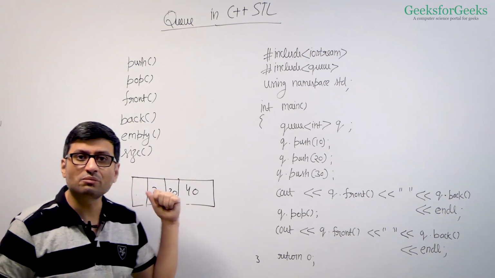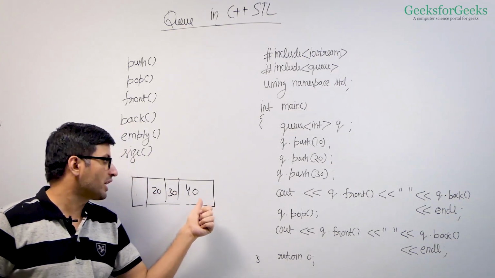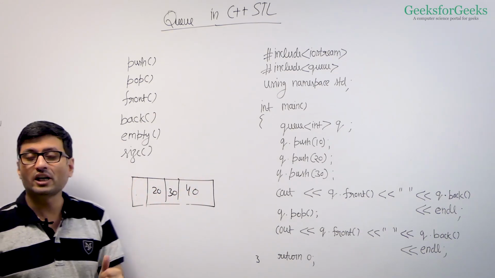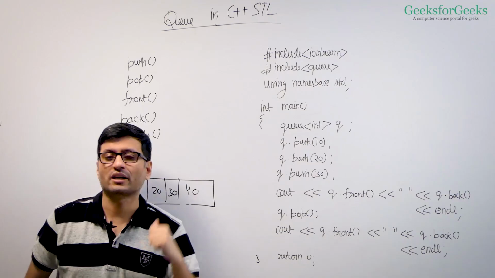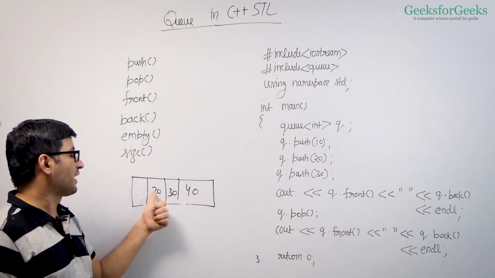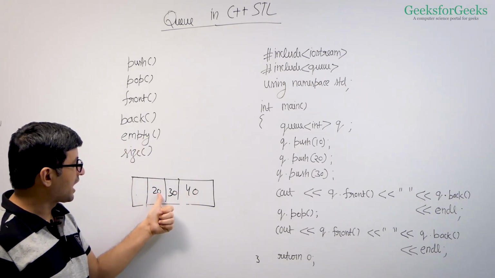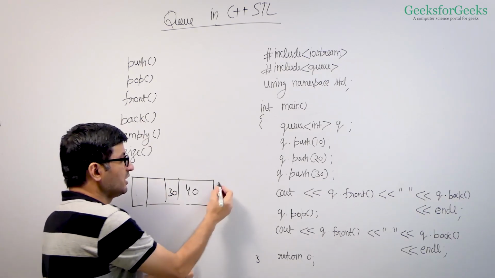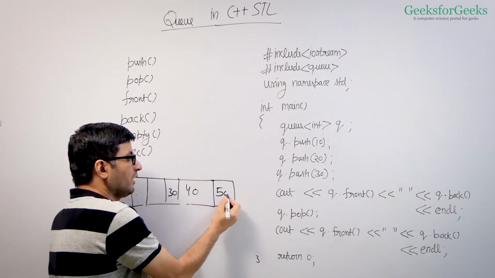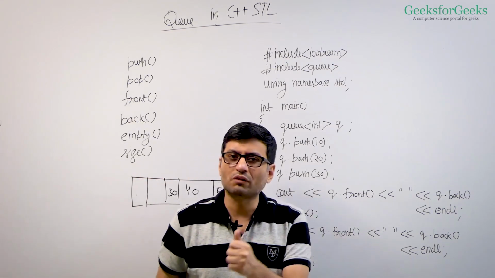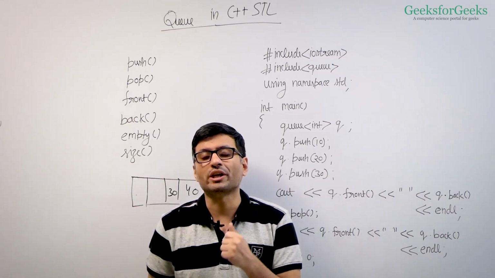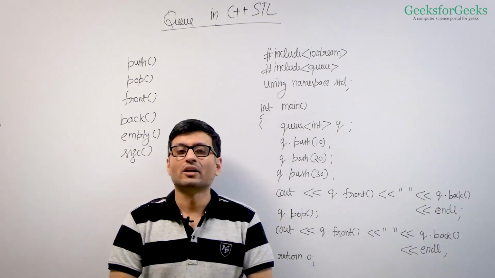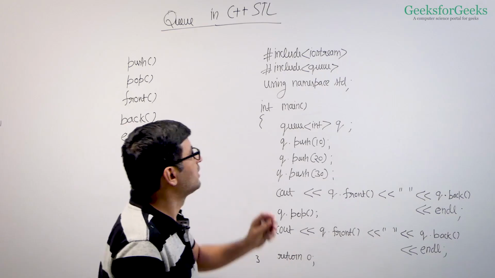This is different from stack. In stack, if I remove an item, 40 would go out. In queue, if I remove an item, the item which was inserted first has to go out. If I remove an item now, 20 will go out, right? And if I insert one more item, it will come here. It is like a normal queue of people. The person who came first will be served first, right? That's the same idea. Let us take a look at this program.